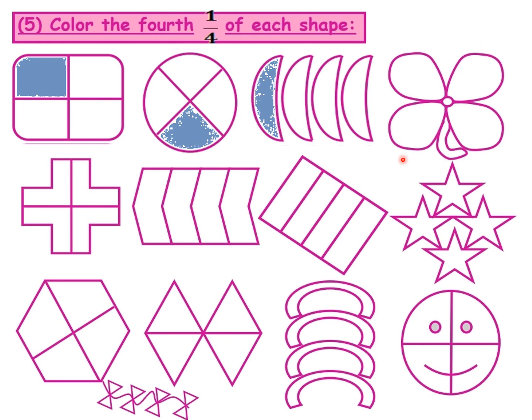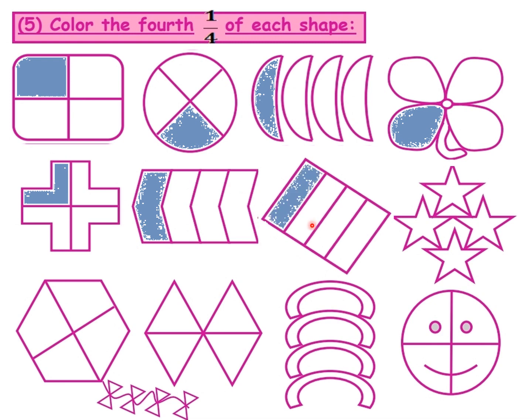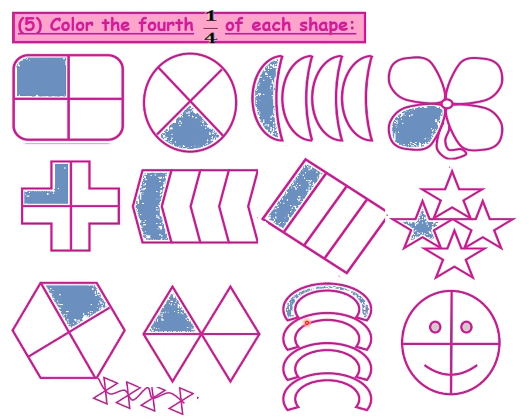And here too I want to find the fourth and color it, or the quarter, so I'm going to color 1 out of 4. The shape too is divided into 4 parts, so I'm going to color 1 out of 4. Here I have 4 parts, so I'm going to color 1 out of 4. Here I have 4 parts, so I'm going to color 1 out of 4. Here I have 4 parts, so I'm going to color 1 out of 4, and so on. You have 4 parts, color only 1 out of 4 to find your fourth.